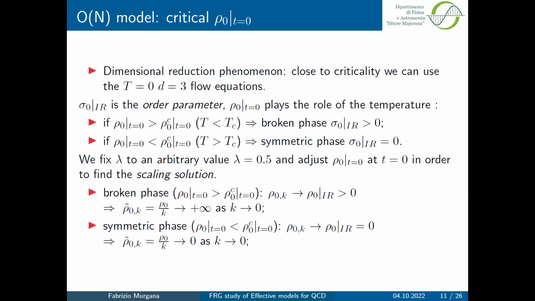Now we go to the critical behavior. Since we are close to criticality, there is a very useful theorem: we can use the dimensional reduction phenomenon. So instead of using finite temperature, we can just use the d equals 3, T equals 0 flow equation. This is very useful. But now we have to identify which parameter plays the role of temperature. In this case, it's clear that it's the minimum of the potential in the UV. The order parameter is, of course, the minimum of the potential in the IR, because if it's 0, you're in the symmetric phase. If it's different from 0, you are in the broken phase.